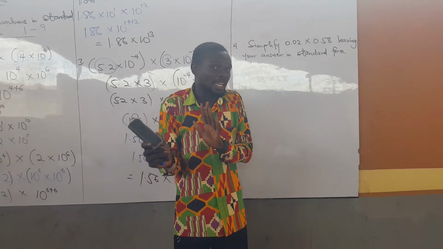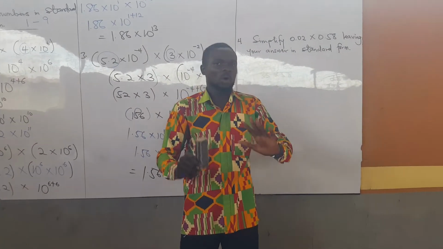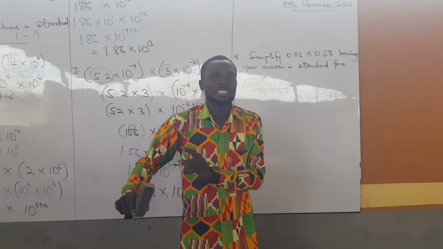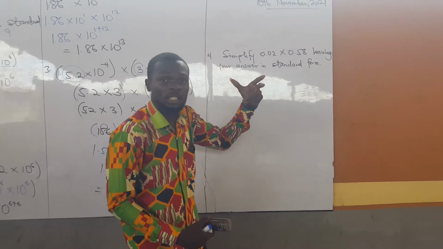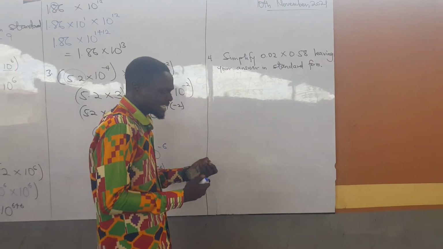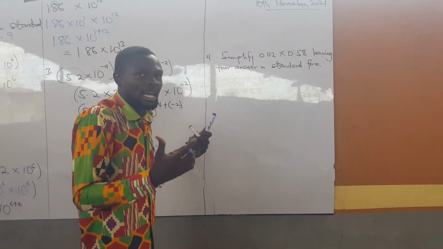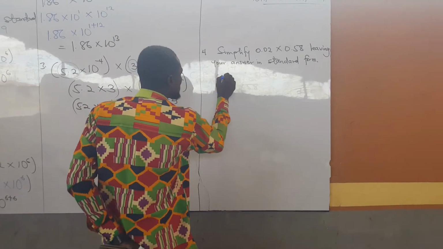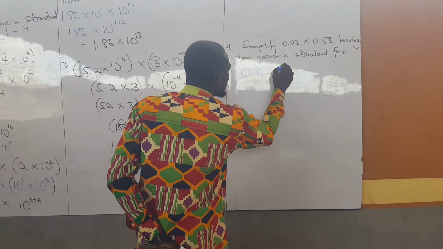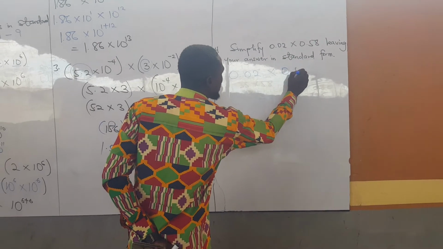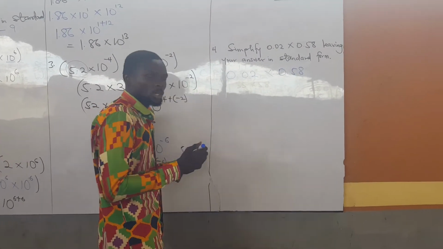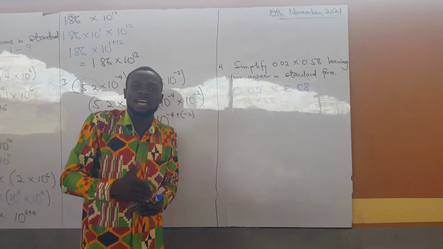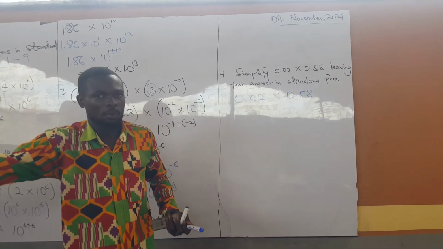After multiplying, when you get your answer, just leave it in standard form. And this is multiplication of decimals. So let us look at how it can be done. So we have 0.02 times 0.58. Do the multiplication, arrive at your answer, then for your final answer, you just change it into standard form.